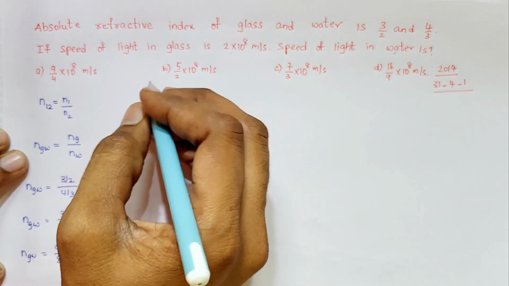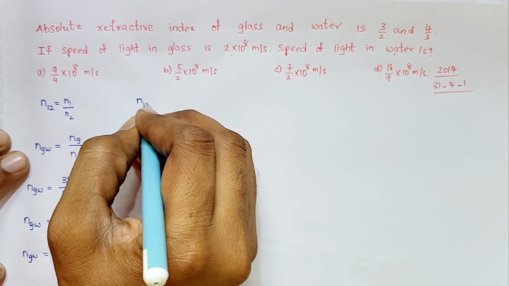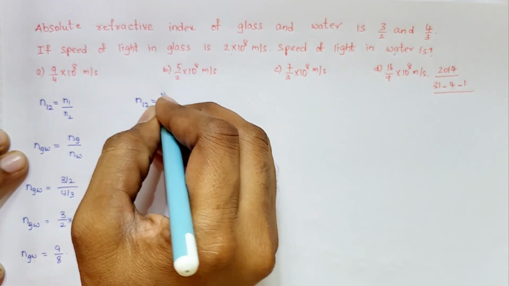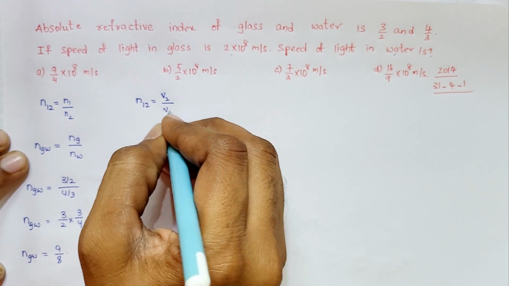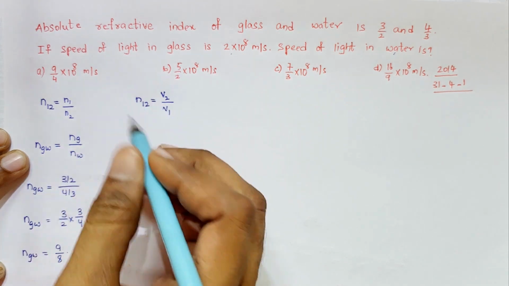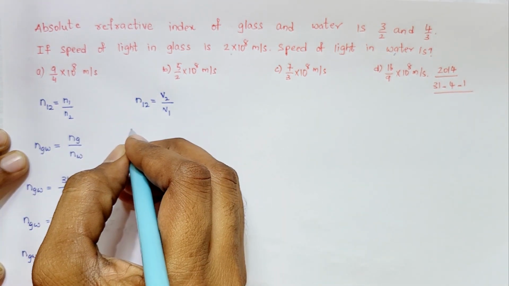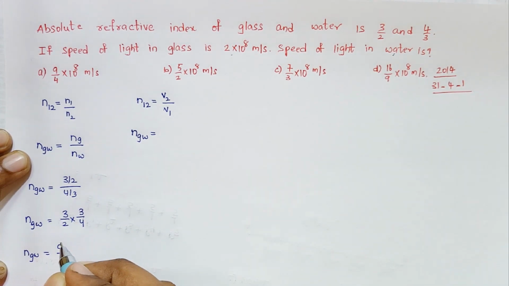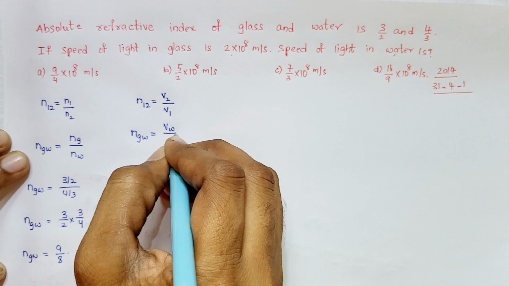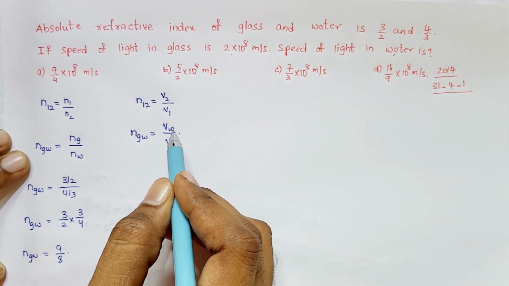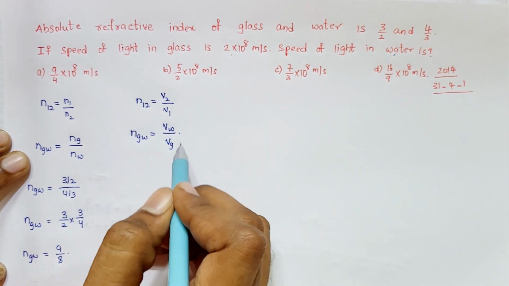And we also know that refractive index of first medium with respect to second medium will be equal to velocity of light in second medium divided by velocity of light in first medium, or the speed of light in second medium to first medium. So this I will relate to this problem as refractive index of glass with respect to water can be written as speed of light in water divided by speed of light in glass. Now we have this value we found out here, and they gave this value. They asked us to find out this value. Substitute all the values here.